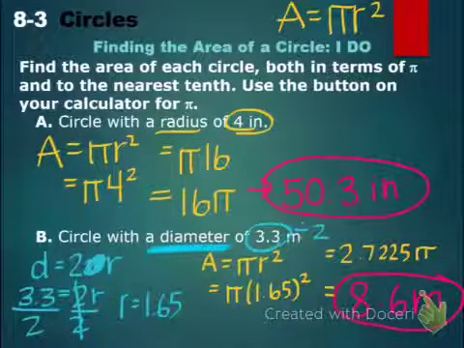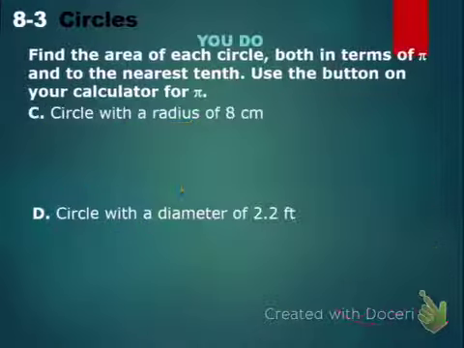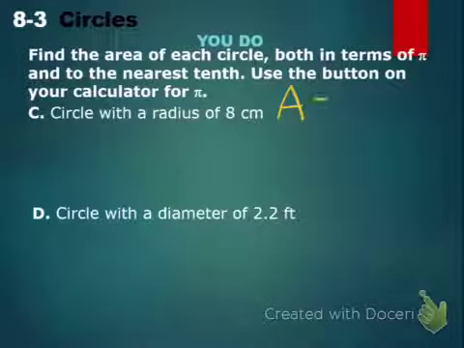So as you can see, these can get a little bit messy. You might have to do quite a bit of manipulation with the numbers, and they're not going to just be super simple answers to come up with. So now a couple of you-dos. I want you to try one where you're given the radius, and then obviously just like B, where you're given a diameter, so you're going to have to divide before you plug in. So see how you do on those and make sure you have me check them.